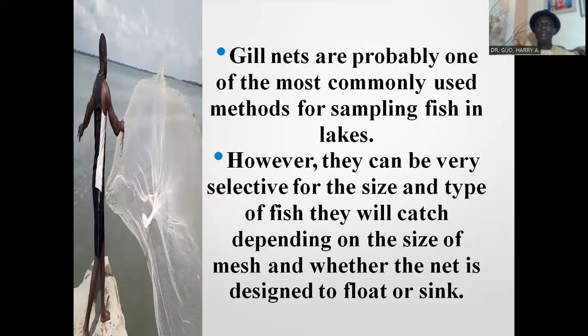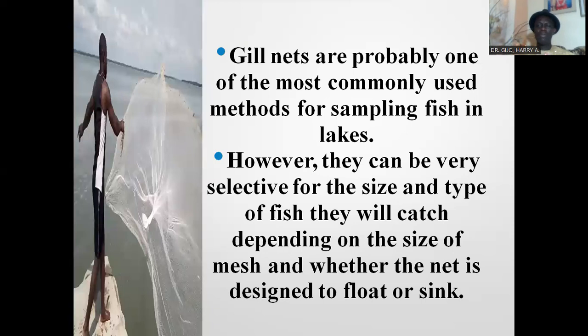Gill nets are probably one of the most commonly used methods in fish sampling in lakes. However, they can be very selective for the size and type of fish they will catch, depending on the size of mesh and whether the net is designed to float or sink.